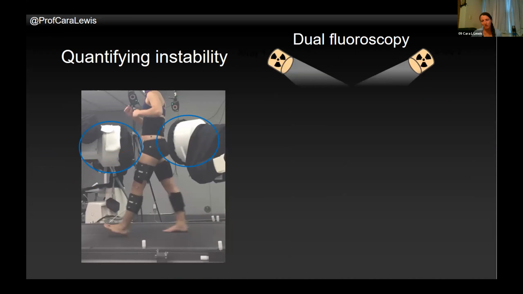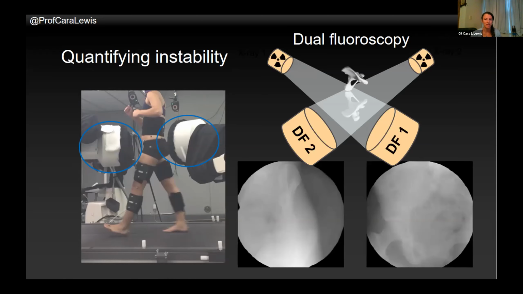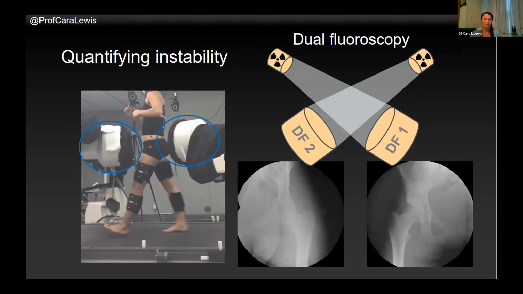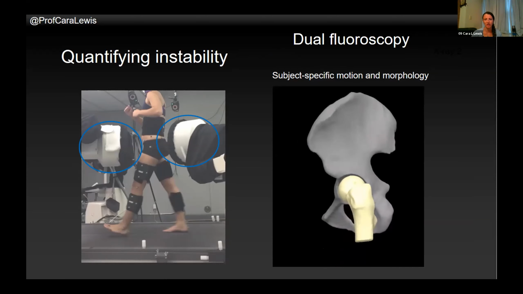With dual fluoroscopy, you have X-ray signals from emitters that get picked up by the cameras mounted behind the image intensifiers on the other side, and you have the person moving in the middle. So this gives you two 2D images similar to X-rays, except these are actually moving images. In order to really understand how the bones are moving, you have to then take the 3D CT reconstruction and align it with the fluoro images from each camera for each and every frame. This then gives you subject-specific motion and morphology combined.